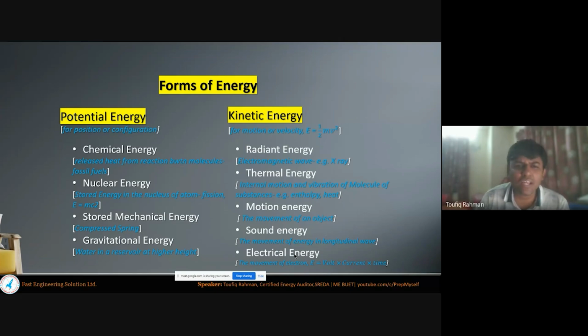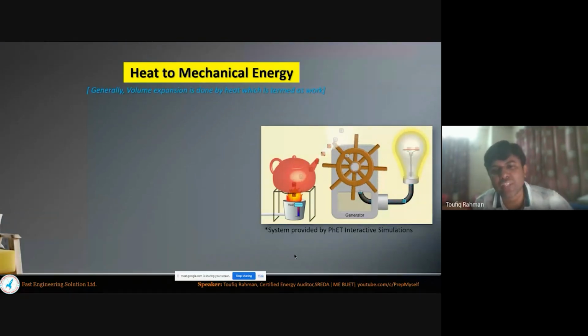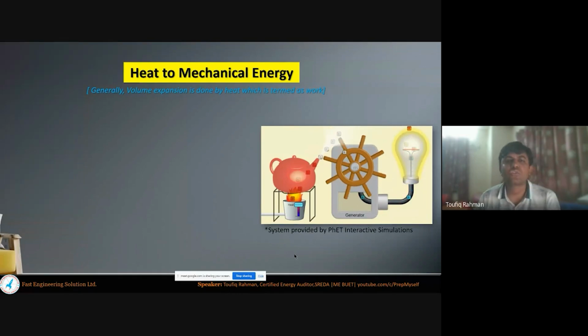So when we go for energy management, we will look at both of the energies. We will look to save both of the energies. I already explained to you that heat transfer is an energy. So if heat is transferred, then we can convert it to mechanical energy.